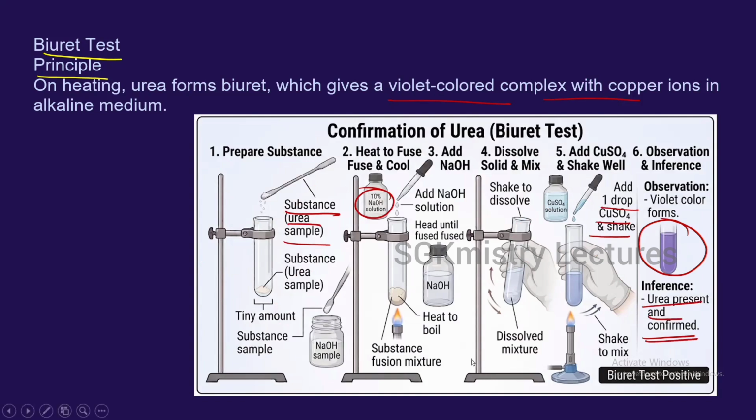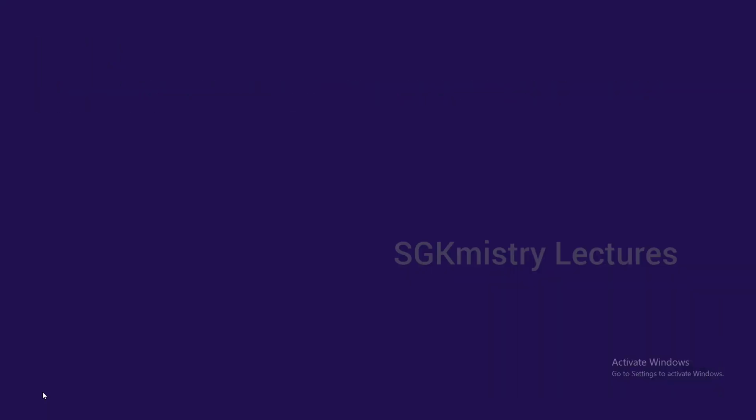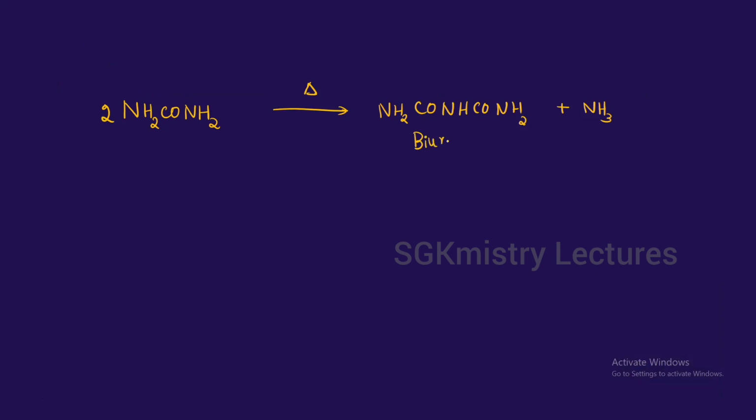So how do we write the equation for the same? Let us look into it. First of all, we have urea, NH2 CO NH2. On heating, you're going to get the biuret, that is NH2 CO NH CO NH2, along with NH3. So let us balance the equation. So 2 moles. So this is the biuret.